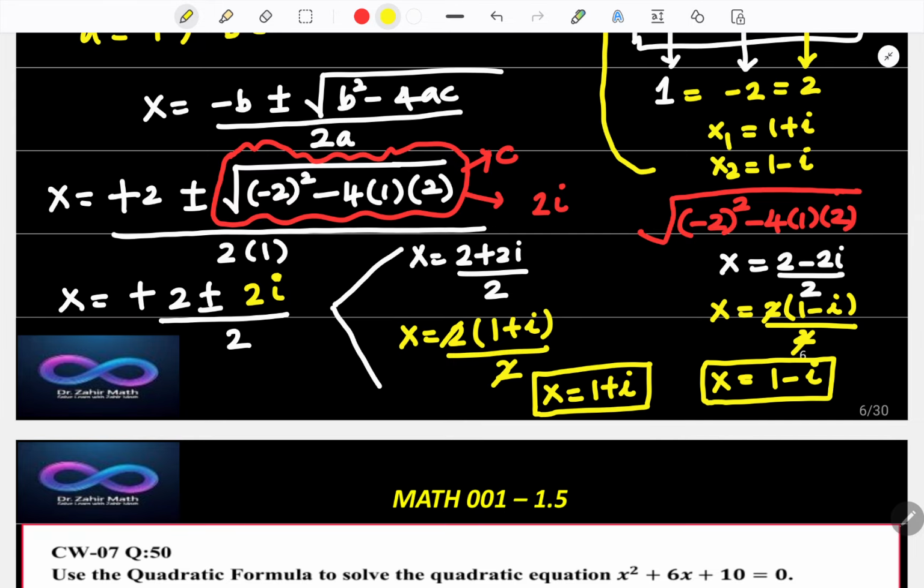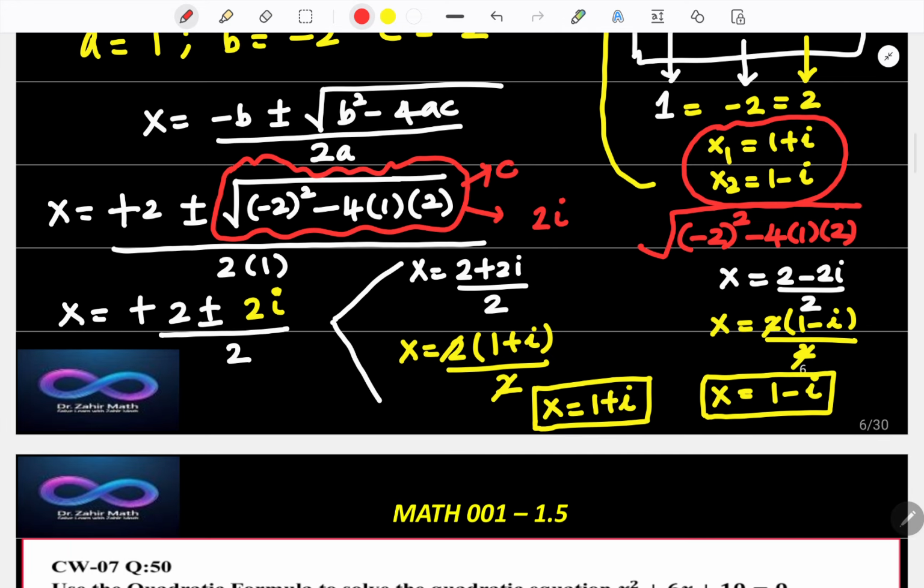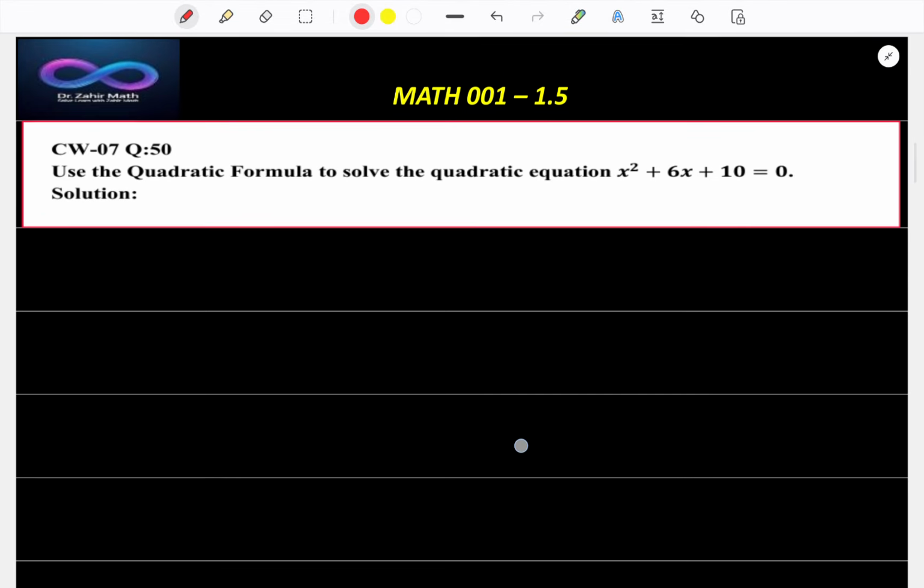x equals 1 plus i and x equals 1 minus i. Just go to the calculator and see the answer. Come on, see, this is the answer. We got mode 5 3, remember. So make sure your answer is correct or not. Let's go to the next question.